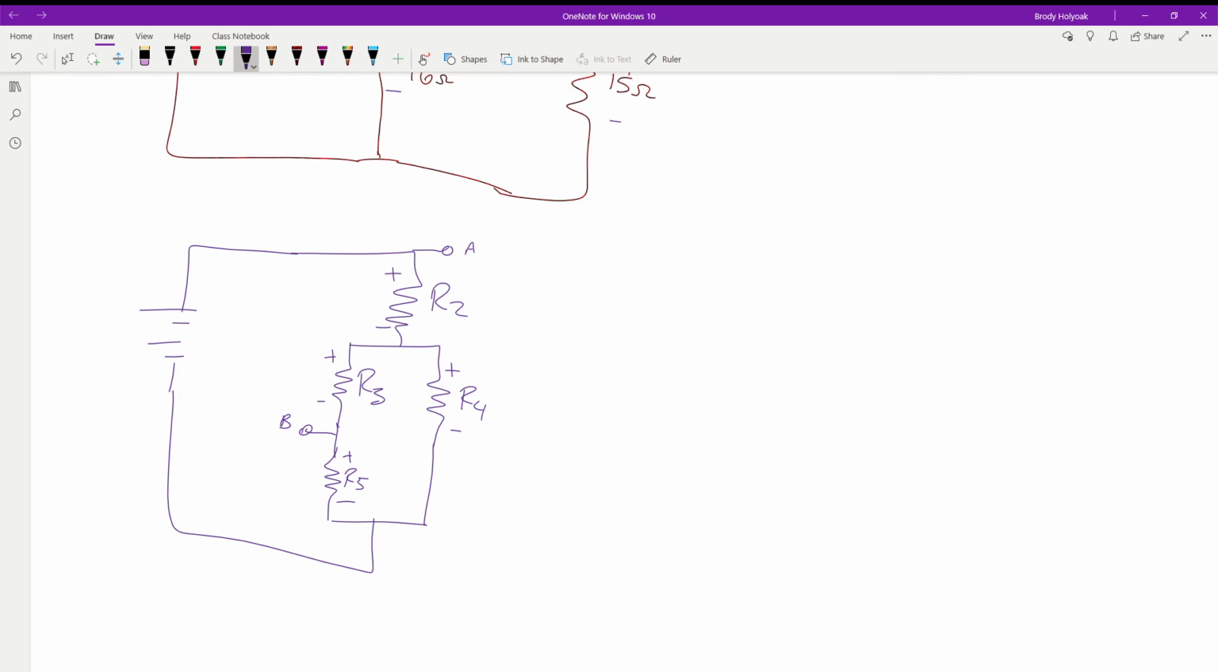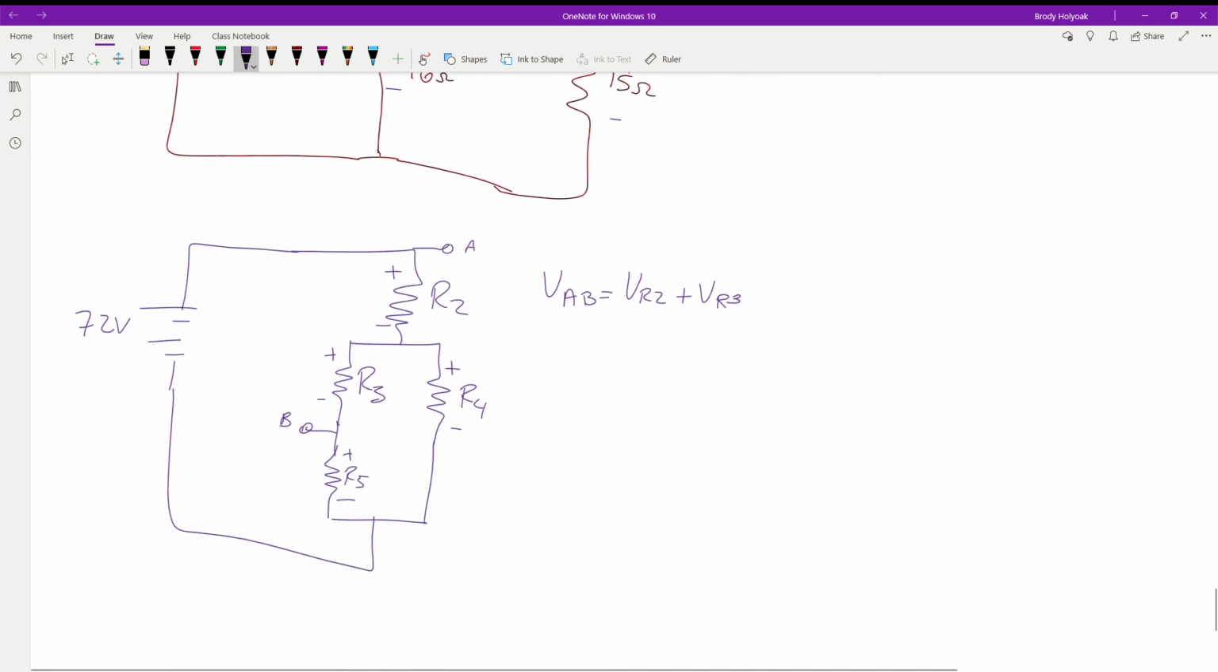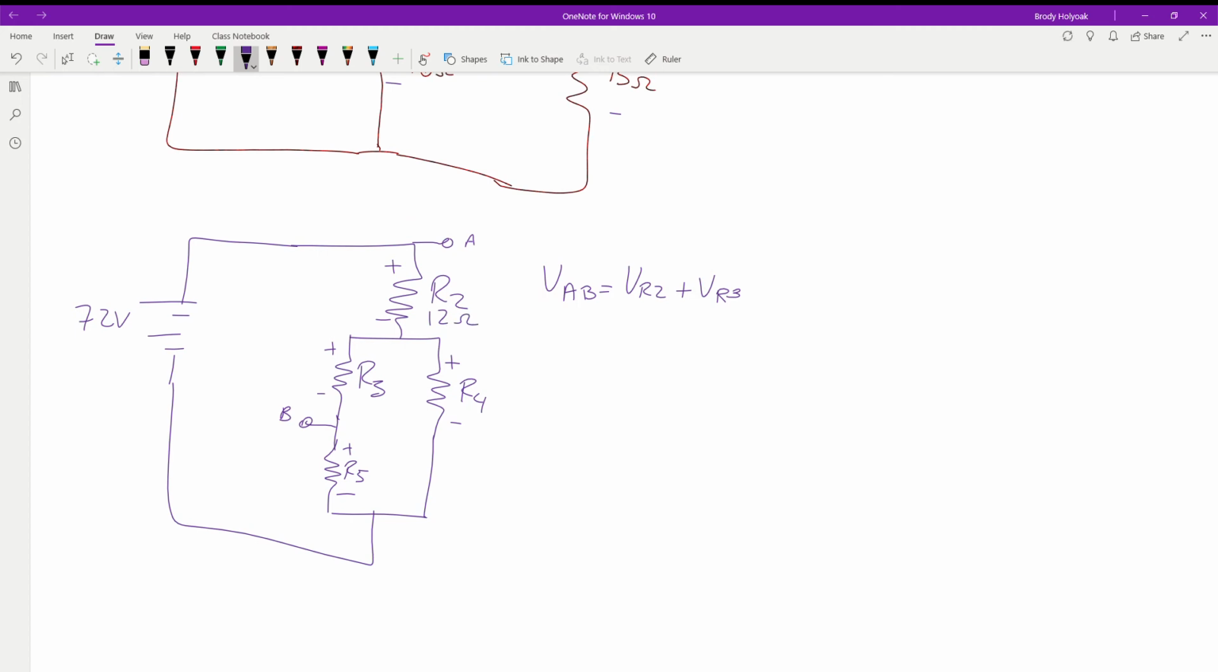So now our VAB is going to be the voltage of R2 plus the voltage of R3. Now, can we solve the circuit? So we've got 72 volts. R2 is 12 ohms.